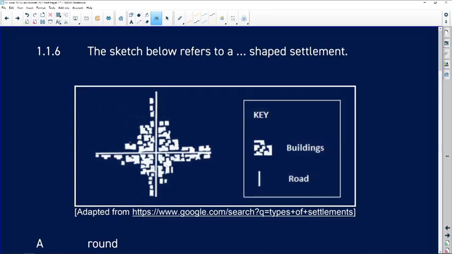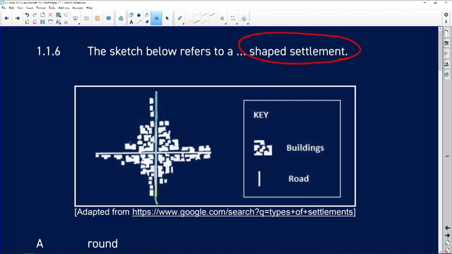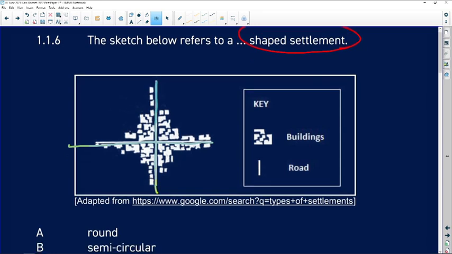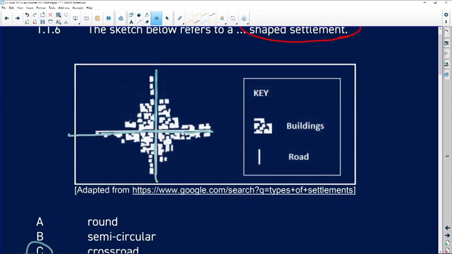1.1.6 gives us a sketch, and the questions are around the shape of the settlement. Now, as you can see immediately, the keys being used indicate the roads, and then we have buildings in each of these sections. Immediately, the shape will be crossroads, as you can see, because there are two roads crossing each other, or it might be major transport routes crossing each other.